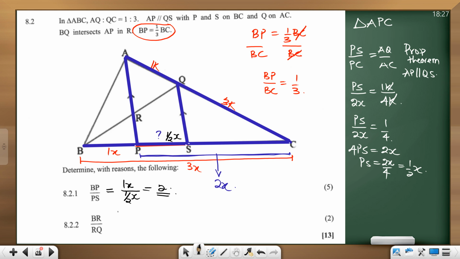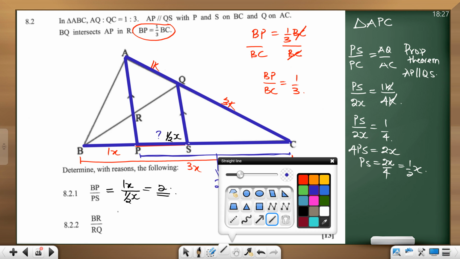Determine with reasons the following, and we are done now. Our answer is 2, check the 5 marks. It's not heavy at all, just playing around with your parallel lines and knowing proportionality. It's quite sweet to go through. What do you think the next one would be? BR over what? RQ. Okay, let's finish before you take a picture.